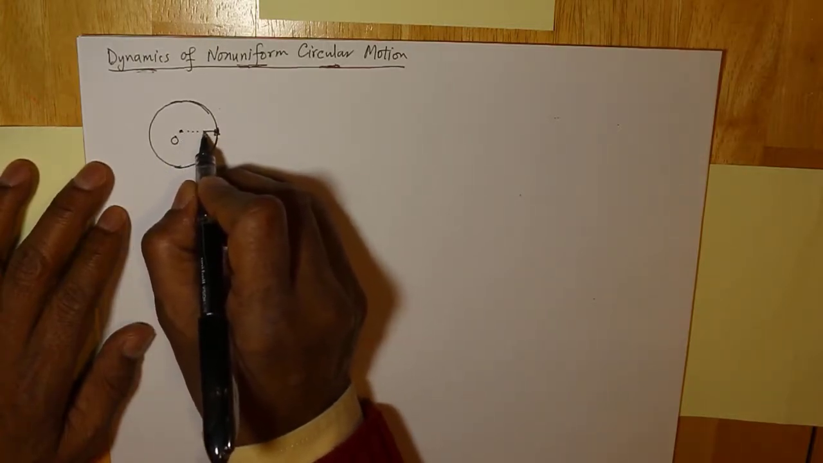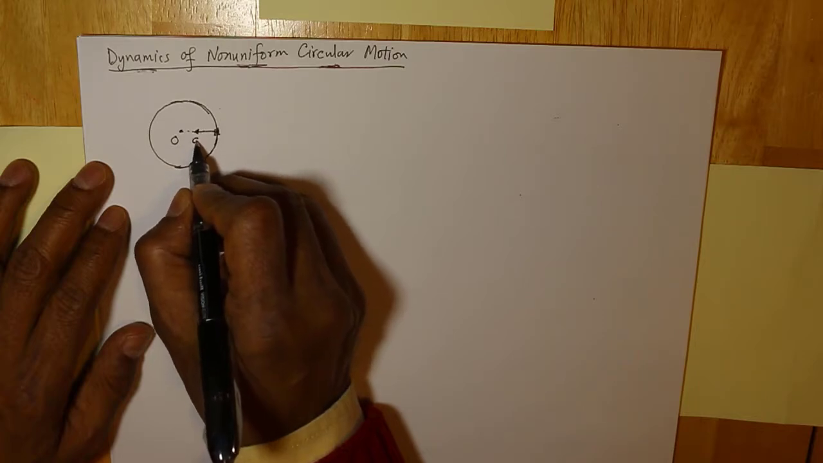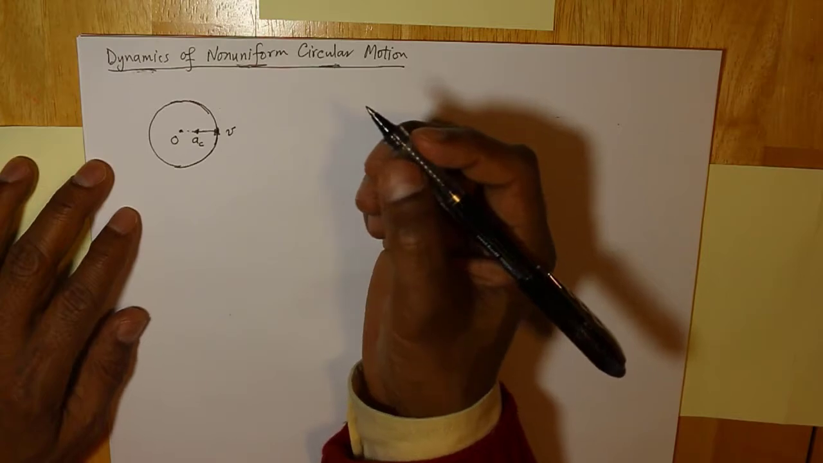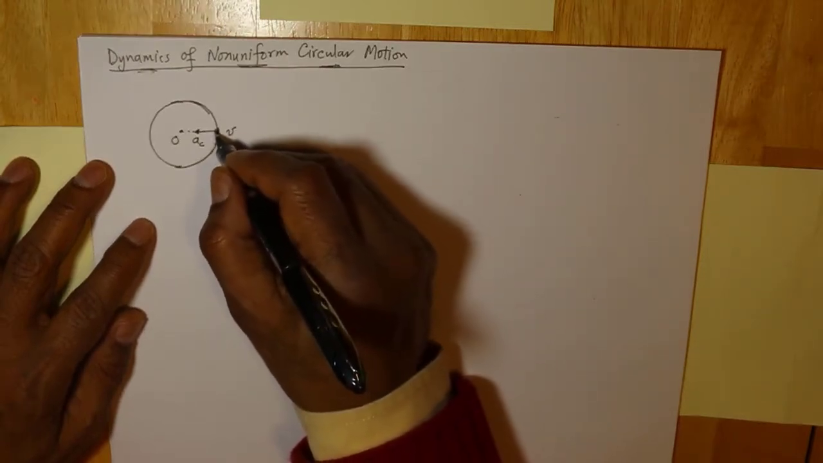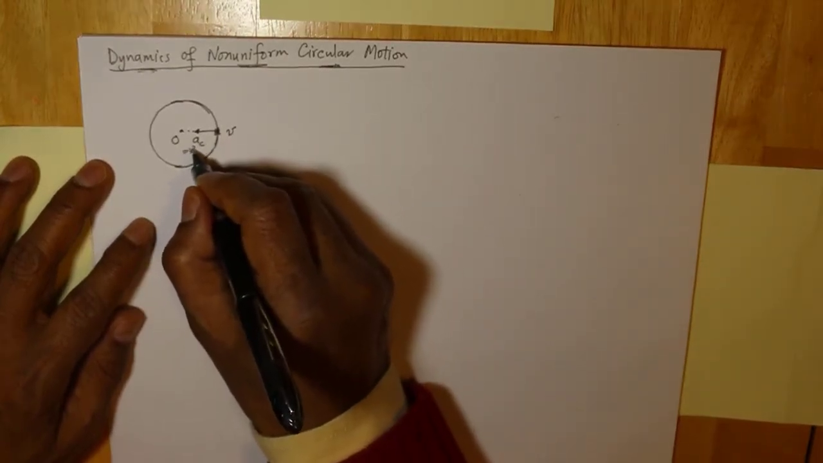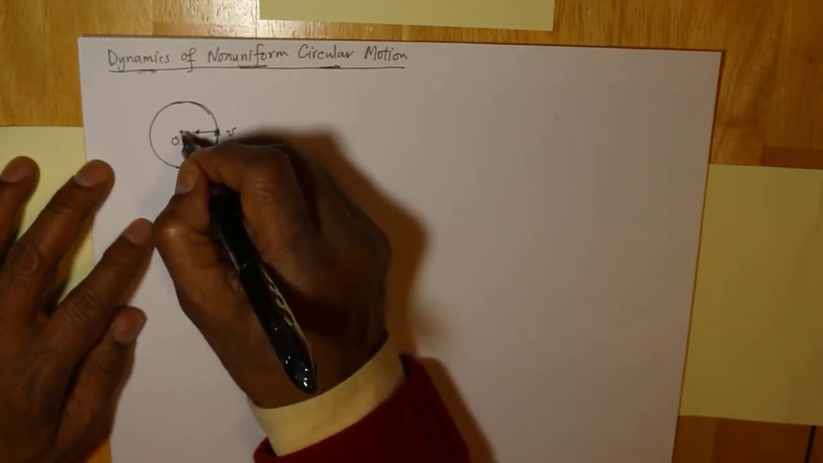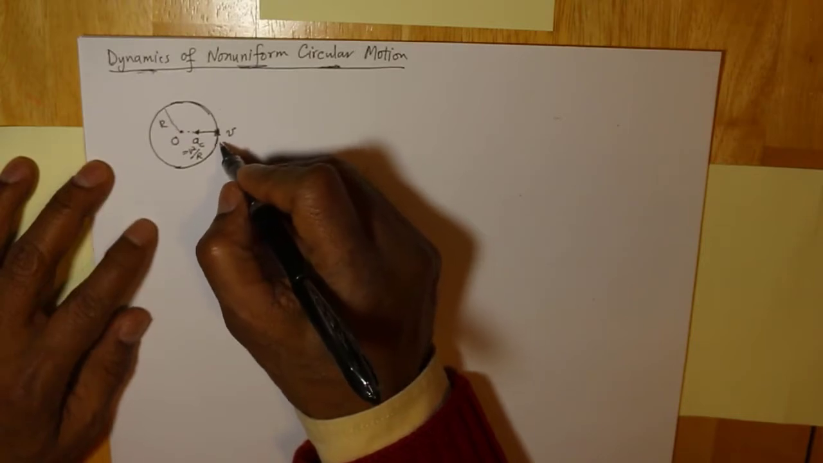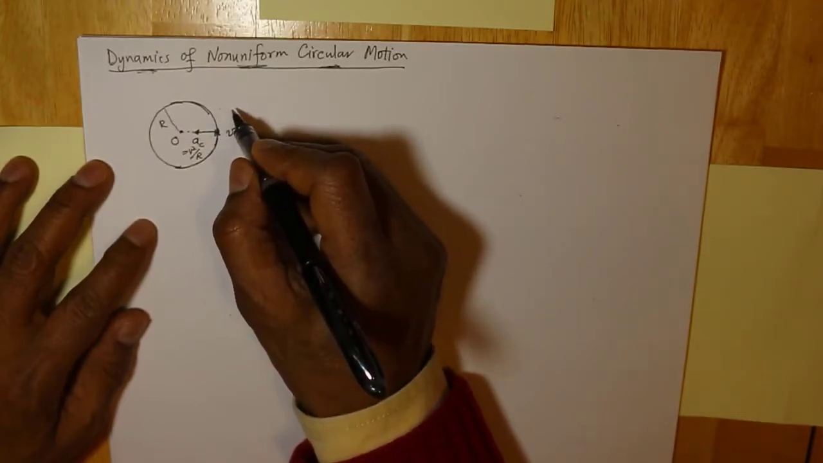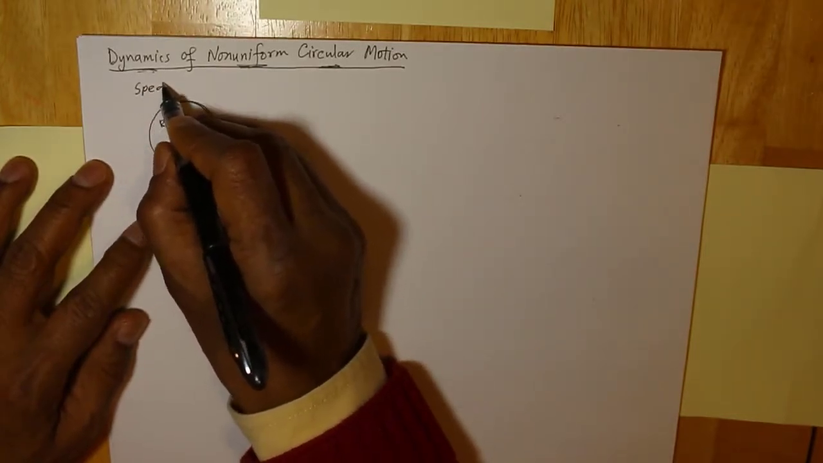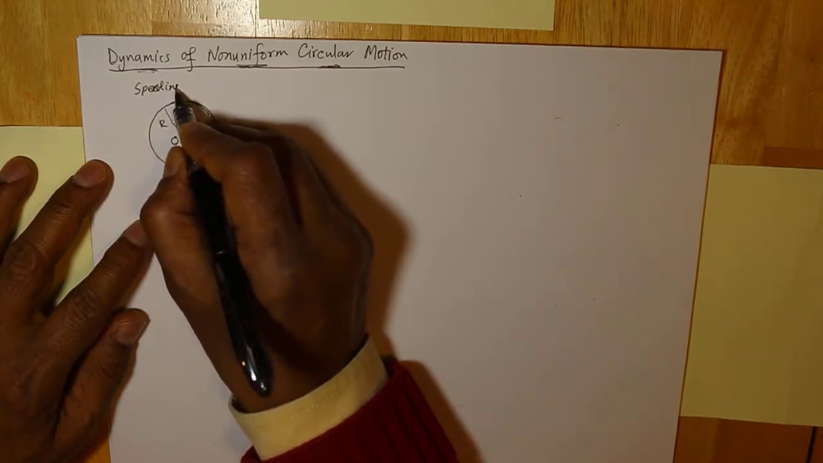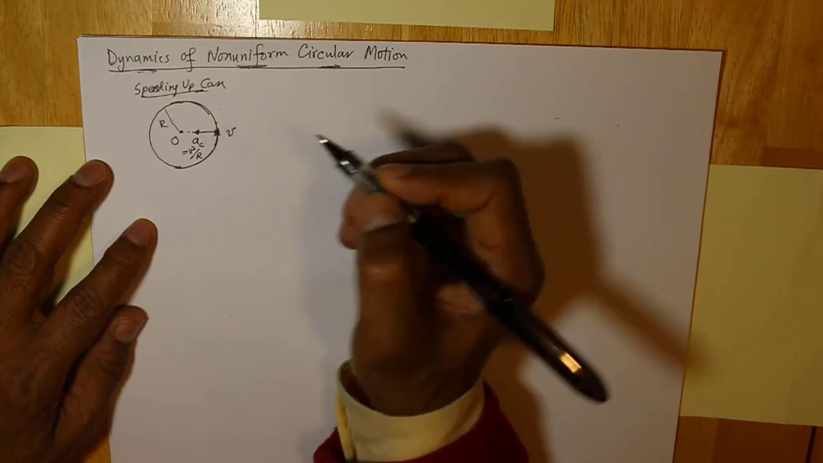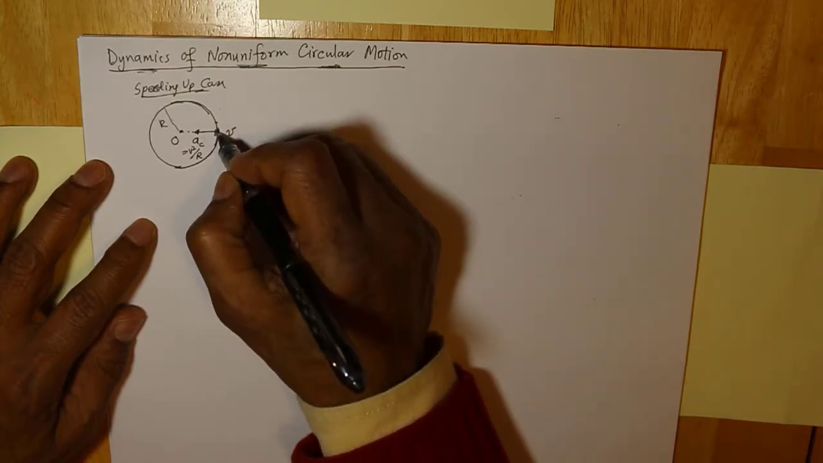There is always a centripetal acceleration, whether speed is constant or not. So this is v, and when v is there, AC is v squared over r in magnitude. This is r. But if v is picking up, say speeding up, speeding up case means over here the v is bigger than what used to be over here.